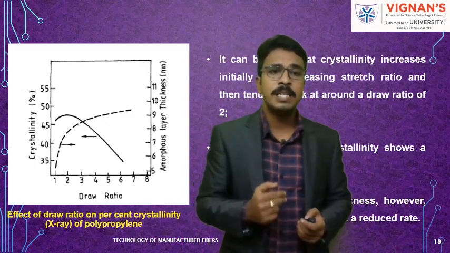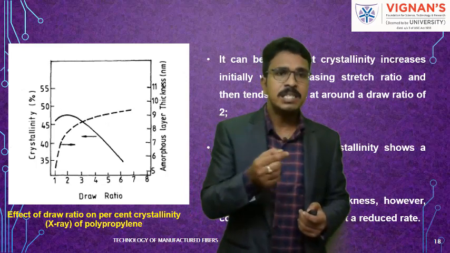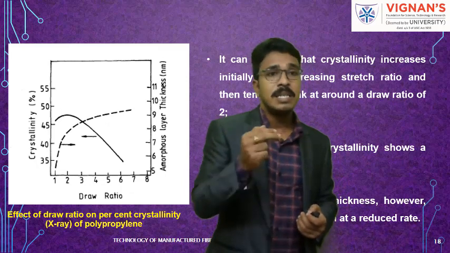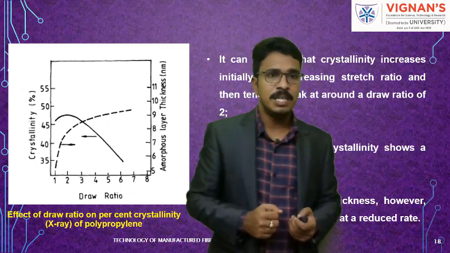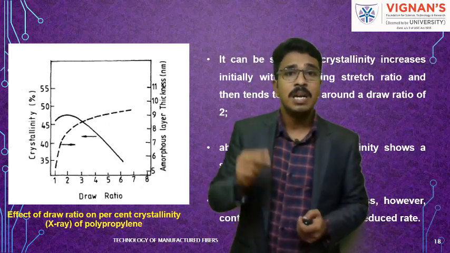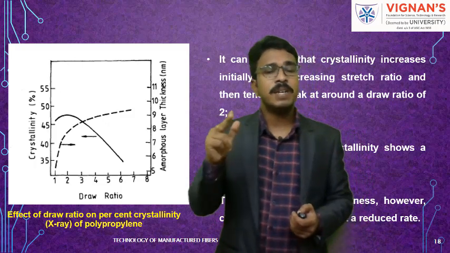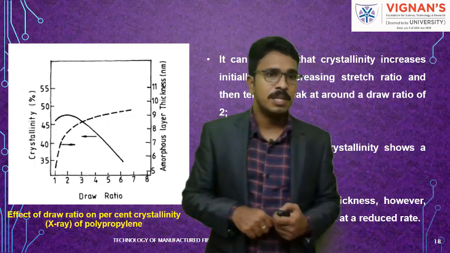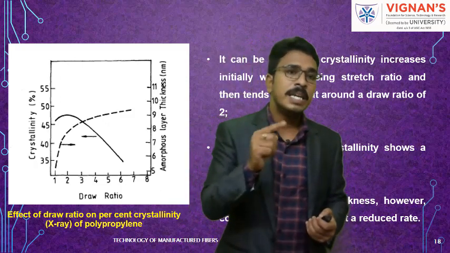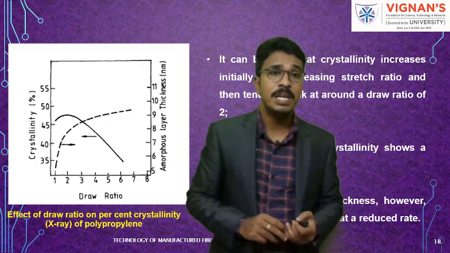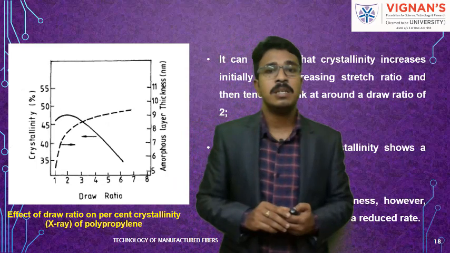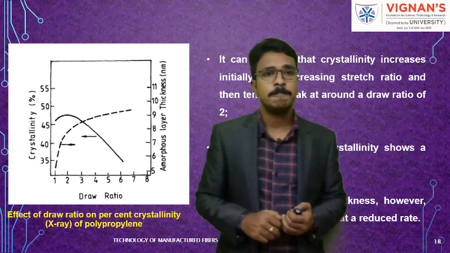Now what is happening here? With the increase in the draw ratio from 1 to 2, there is a slight increase in the crystalline percentage, but after that you can see there is a drop, a significant decrease in the crystalline percentage. At the same time, if you look at the amorphous layer thickness, which is indicated with the dotted lines, however it continues to rise, though at a reduced rate. Understand?